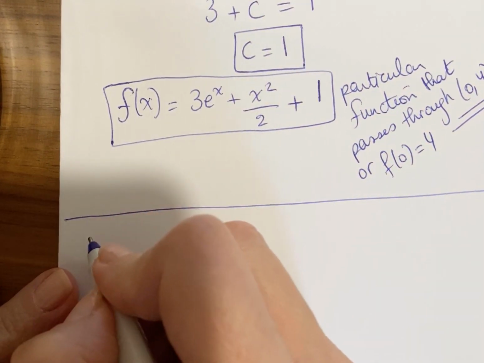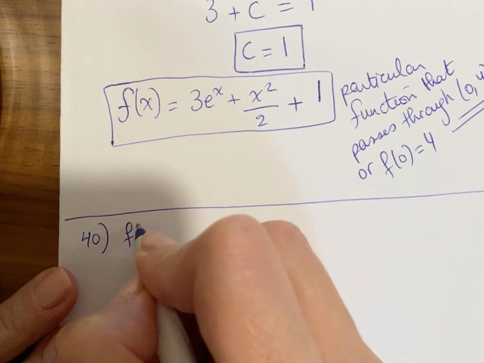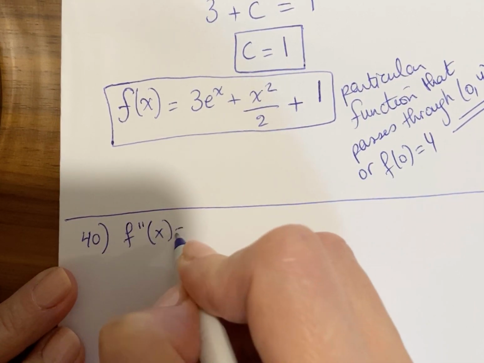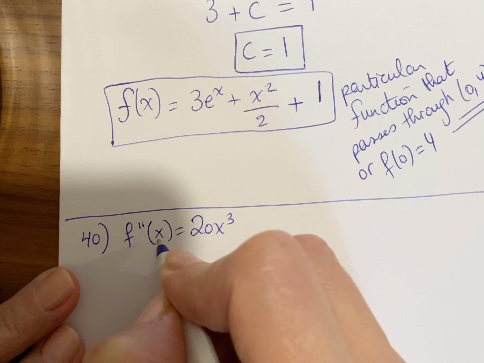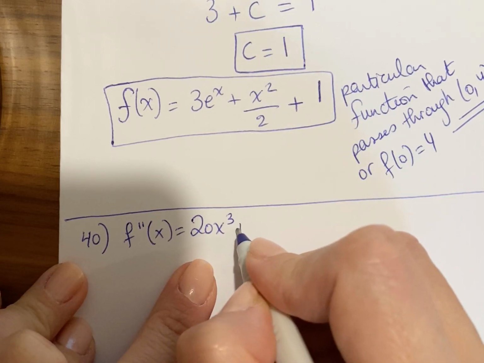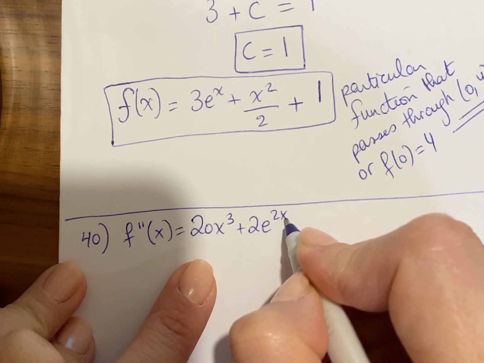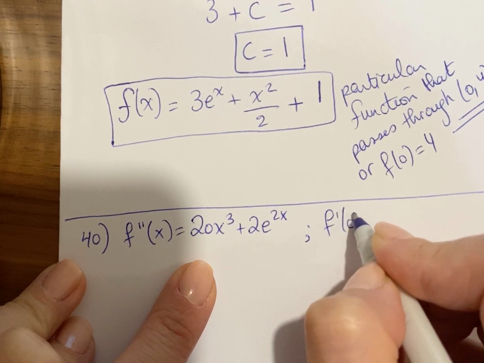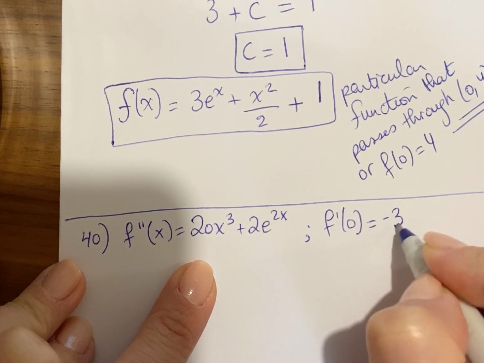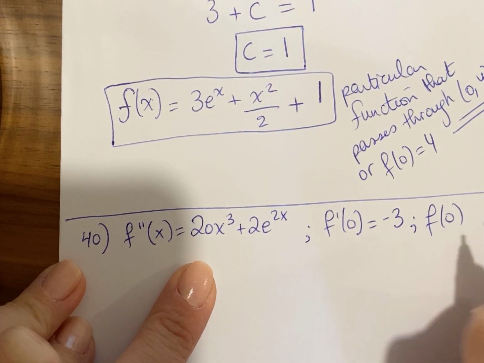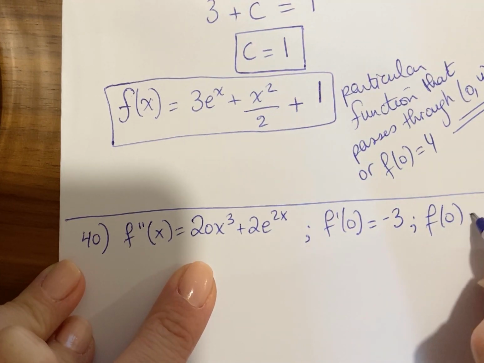Another example is they changed the condition. So if you look at number 40, they said f double prime of x is equal to 20x cubed plus 2e^(2x). So the second derivative is 20x cubed plus 2e^(2x). And the first derivative evaluated at 0 is minus 3. The function evaluated at 0 is 2.